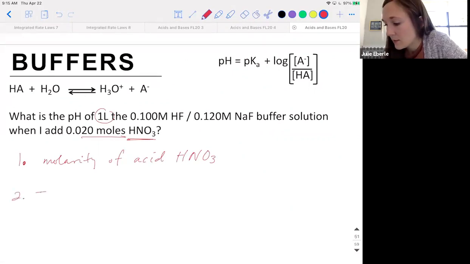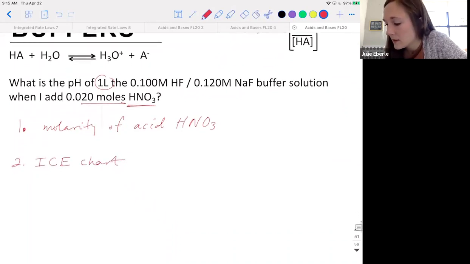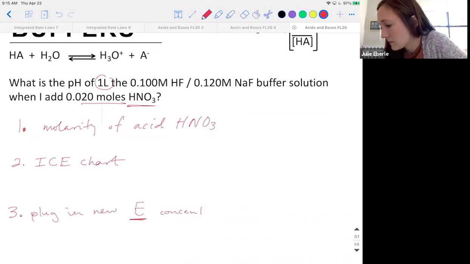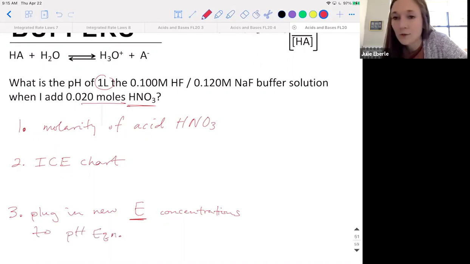Step 2 is you set up the ice chart. Okay. Step 3 is you plug in from the E column, E concentrations, to your pH equation, which is the Henderson-Hasselbalch equation, and you solve for pH, right?